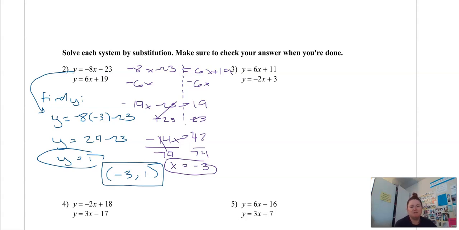And I'm just going to show you here, I wouldn't graph those. Negative 23, 19, those are massive numbers. That would be a really big graph. It'd be really hard to graph, and then it'd be kind of hard to see where your solution was because they'd be so far apart. It'd be such a big graph, it'd be hard to zoom in.